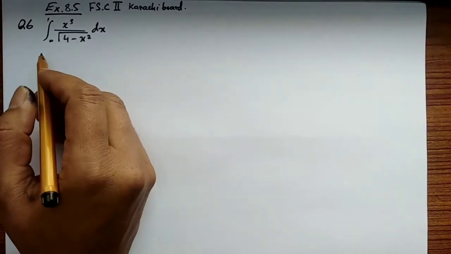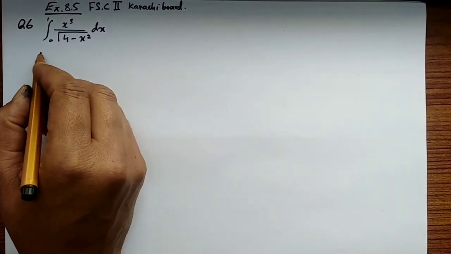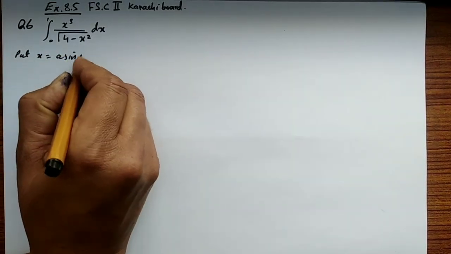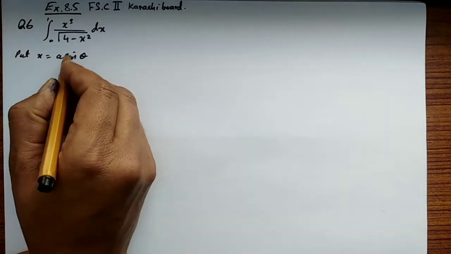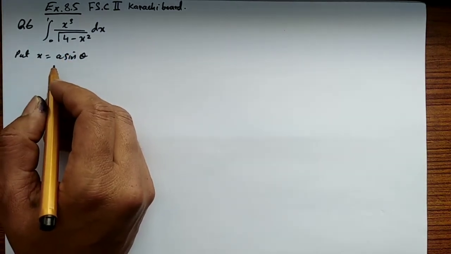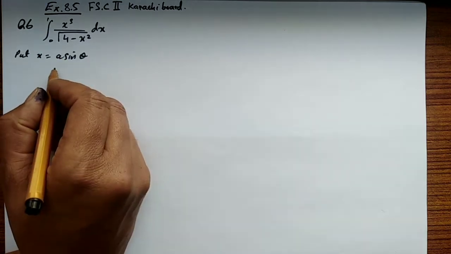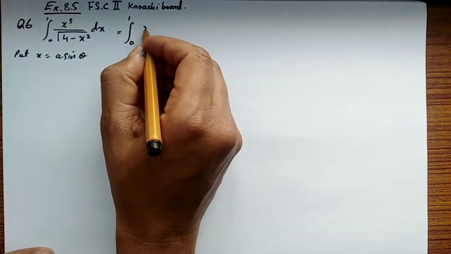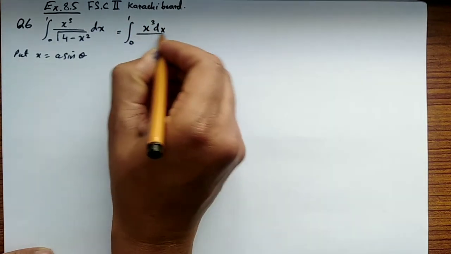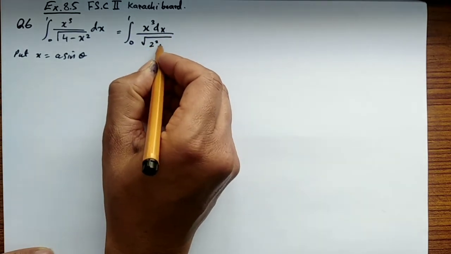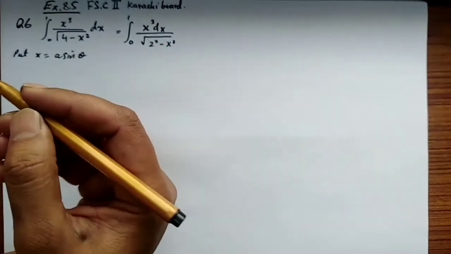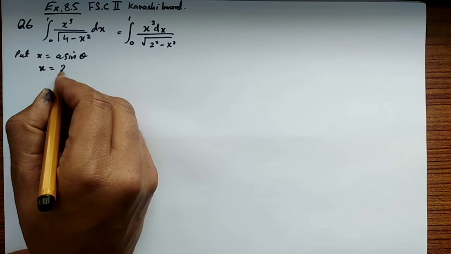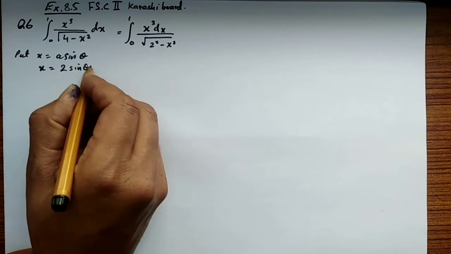Okay guys, using this substitution method, let's put x equals a sine theta, right? And hence we have here a is 2. If we write this in the form of the required condition, that will be 2 square minus x square. So x equals, in place of a we are going to write 2 sine theta.